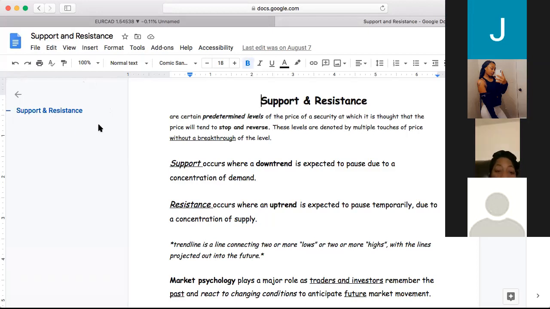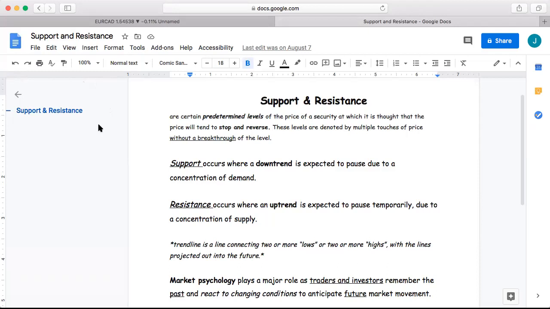So as you can see, support and resistance as a whole, the definition is certain predetermined levels of the price of a security at which it is thought that the price will tend to stop and reverse, right? These levels are denoted by multiple touches of price without a breakthrough of the level, right?